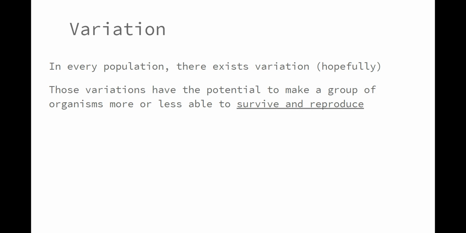The second one that has to happen for natural selection to occur is for variation to exist. So in every population, there is variation. At least we hope so. If not, that's a problem. So those variations have the potential to make a group of organisms more or less able to survive and reproduce.